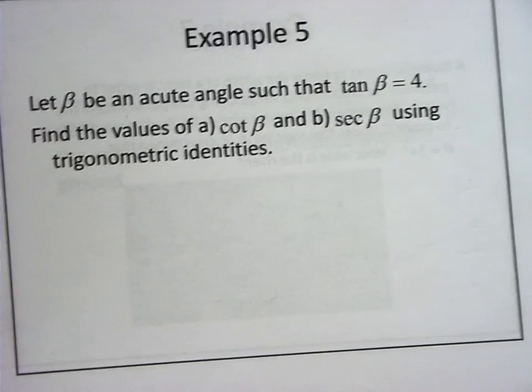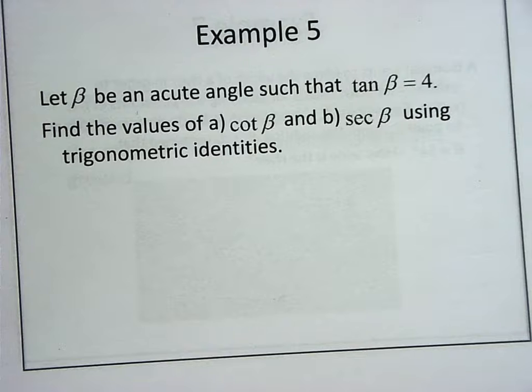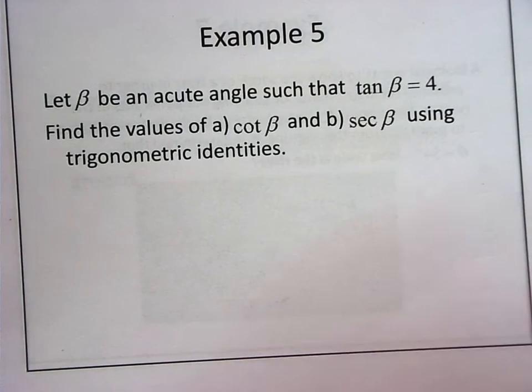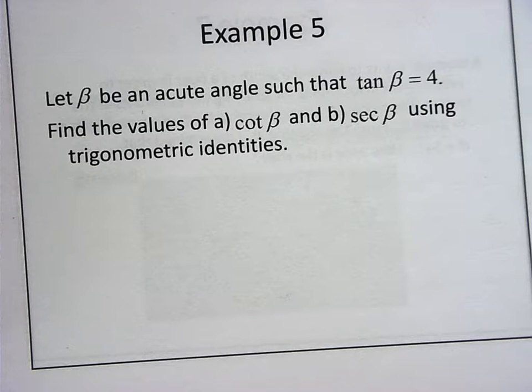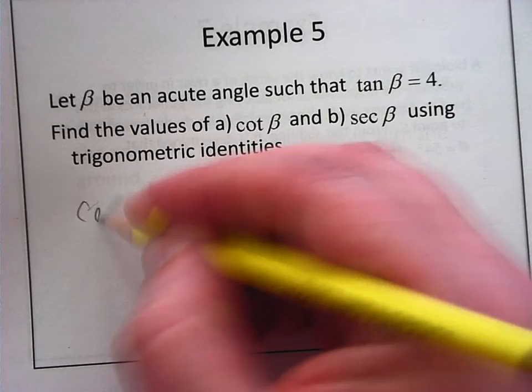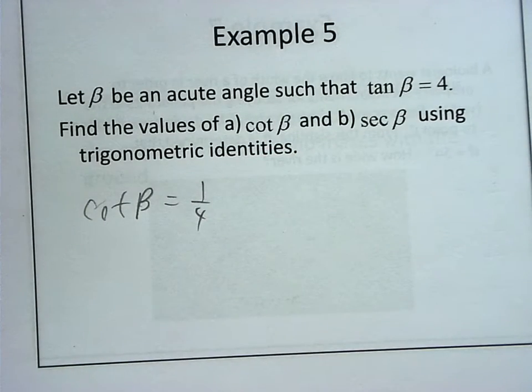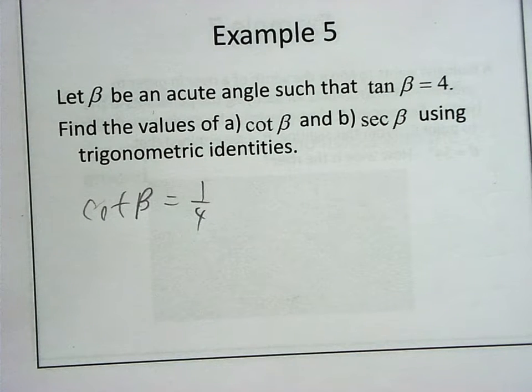Beta is an acute angle such that tangent of beta is equal to 4. Find cotangent of beta and secant of beta. Okay, well, which one of those is easy? Cotangent. Because cotangent of beta is just going to be equal to what? 1/4, yep. Secant, though, now, do I have a direct relationship between secant and cotangent or secant and tangent?